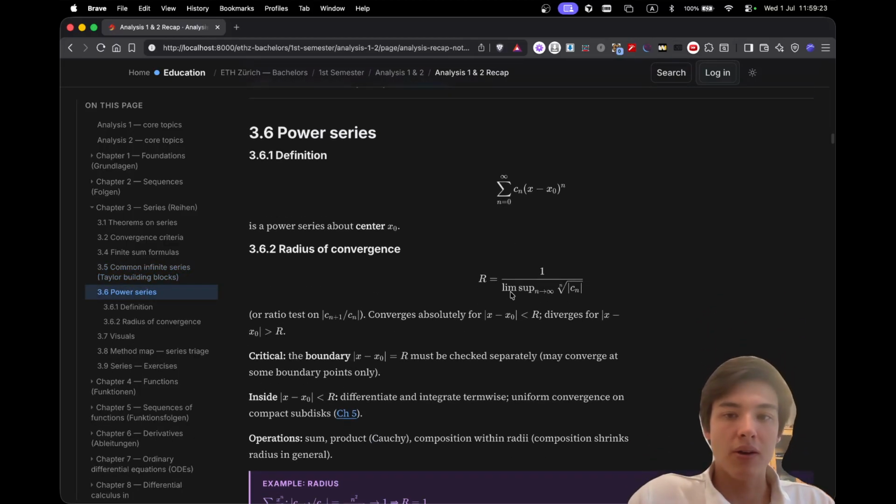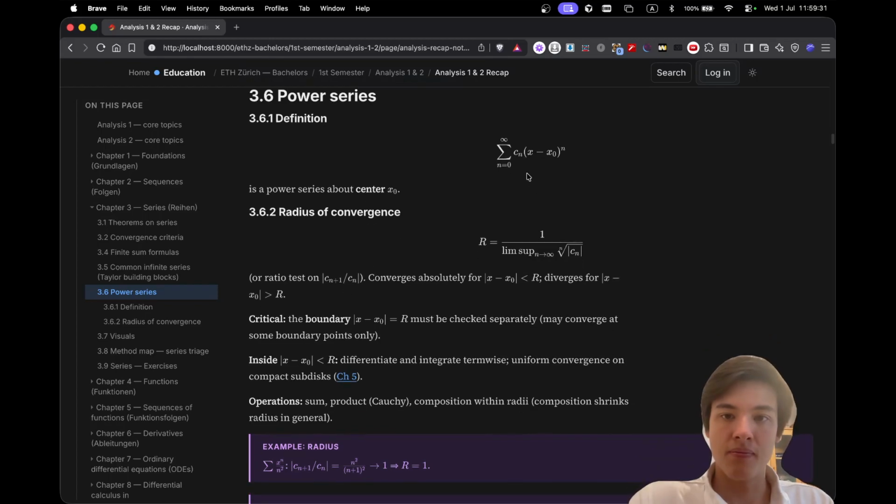Let's go to power series. This is a power series centered at x0. We can calculate a convergence radius, and that's when Cn, so R is 1 over this.